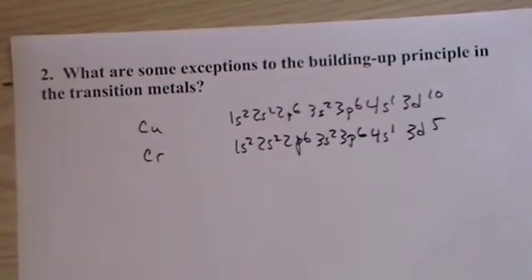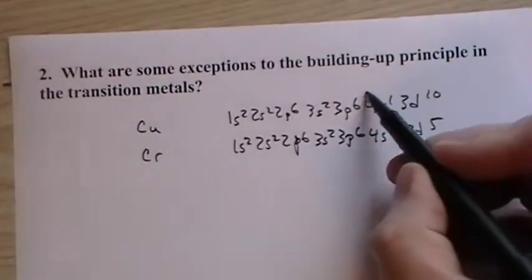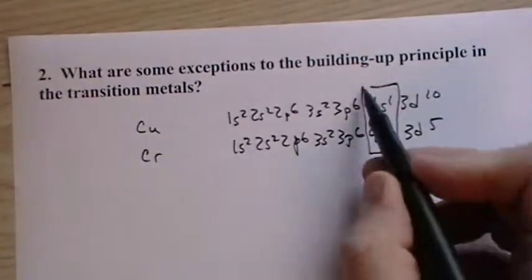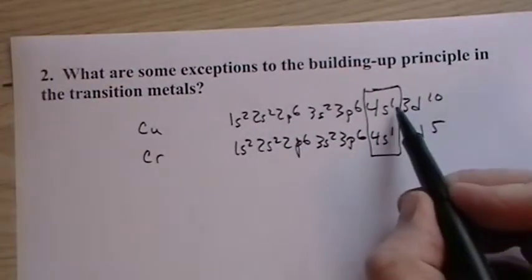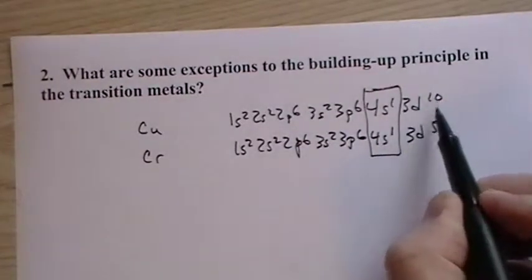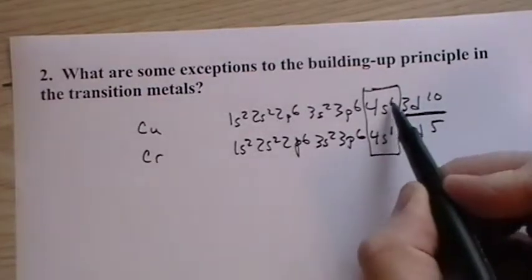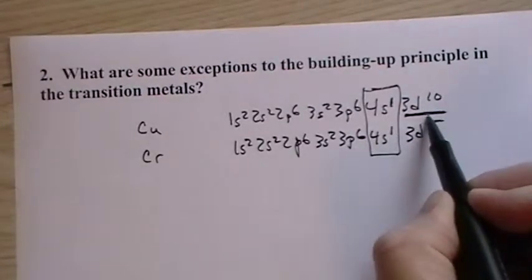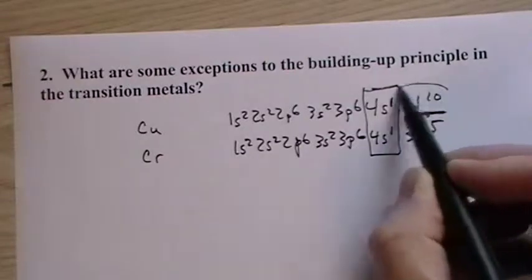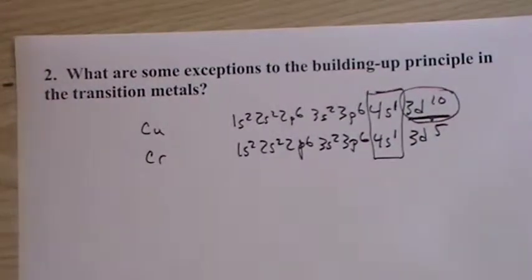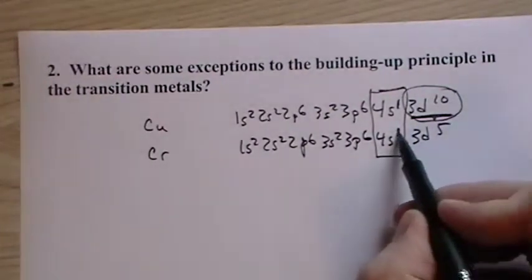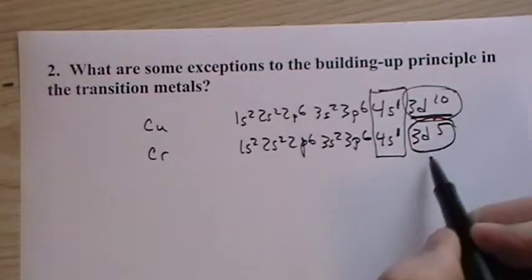When we fill these up, according to the building up principle, this should be a 2 and a 9. But you can see that by putting one of them from the 4s over to the 3d, we completely fill this sublevel, which is very stable. If we do that for chromium, we half fill.